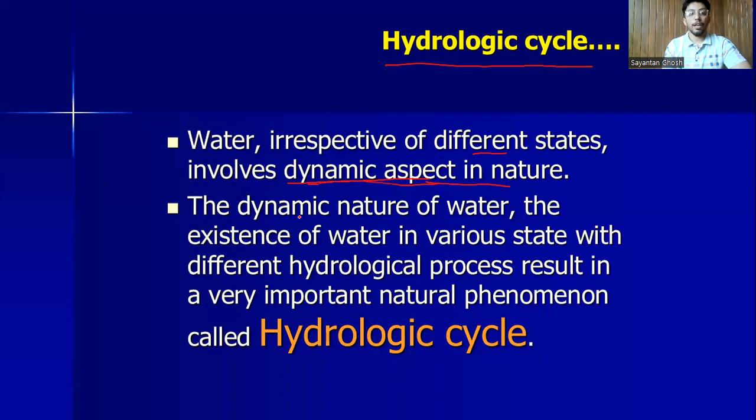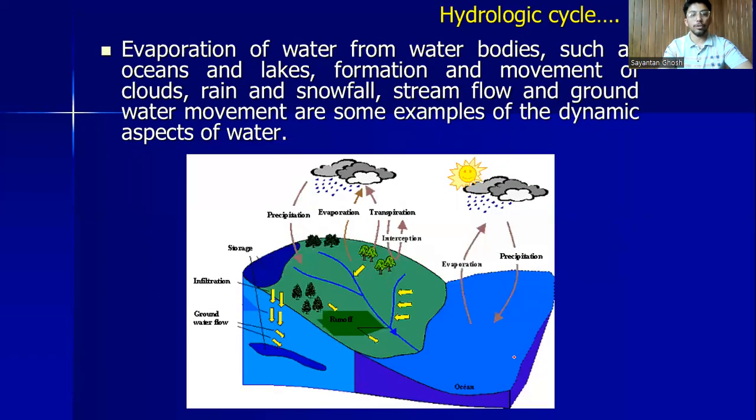Okay, so next, the dynamic nature of water. The existence of water in various states, with different hydrological processes, results in a very important natural phenomenon known as the hydrologic cycle. So how the hydrologic cycle interacts with the environment is what we need to study. Each and every state of water is involved in that hydrologic cycle. So let's come to that portion now.